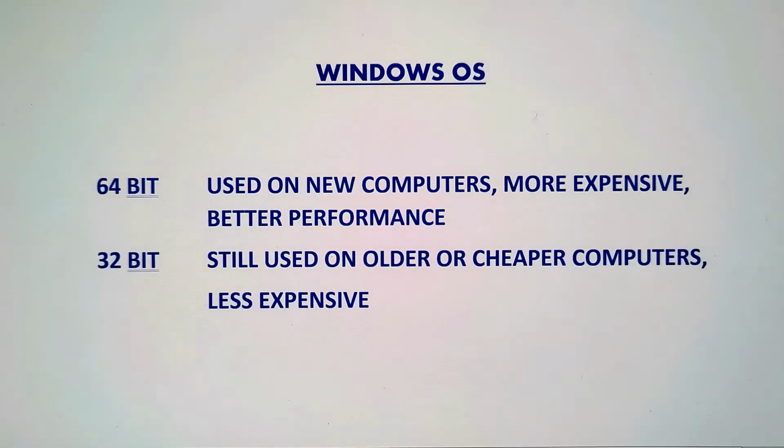Now let's go to the Windows operating system. Of course, a computer will not work without the operating system. In here, we are going to discuss this Windows operating system. What we have right now is this 32-bit, which is the older version, and is still being used on older computers and cheaper computers, and it's less expensive.